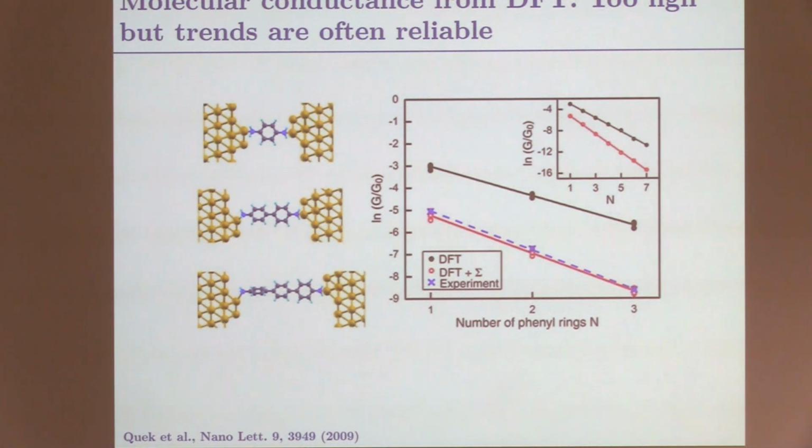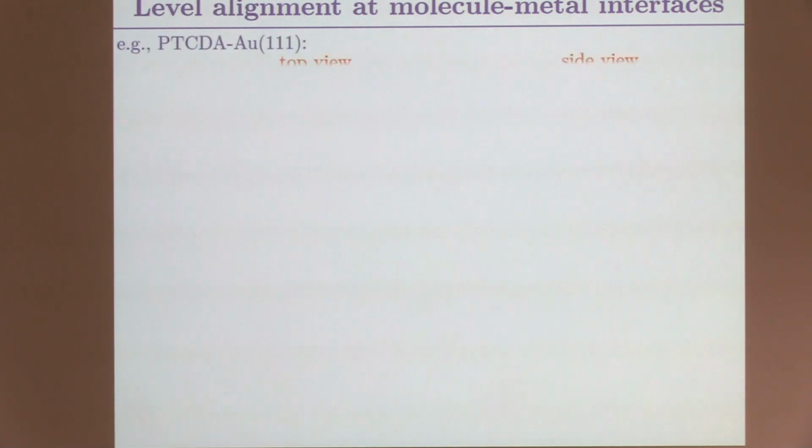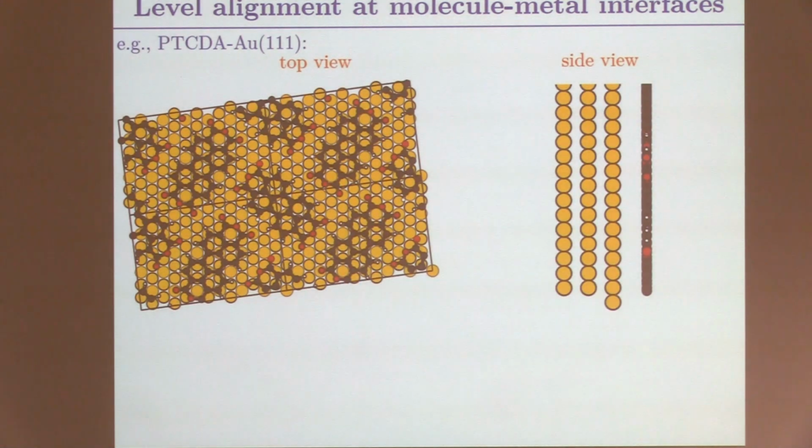Now, at first sight, it seems that not very much, because the molecular conductance calculated from DFT is often far too high, as has been shown for this series of molecules. So here you see the DFT result, and the blue curve is the experiment. Only if you correct the DFT result by some scheme I don't have time to talk about, you will find closer agreement. Now, the conductance is really way too high, and this seems to be discouraging. Now, why is that? Well, let's talk about level alignment.